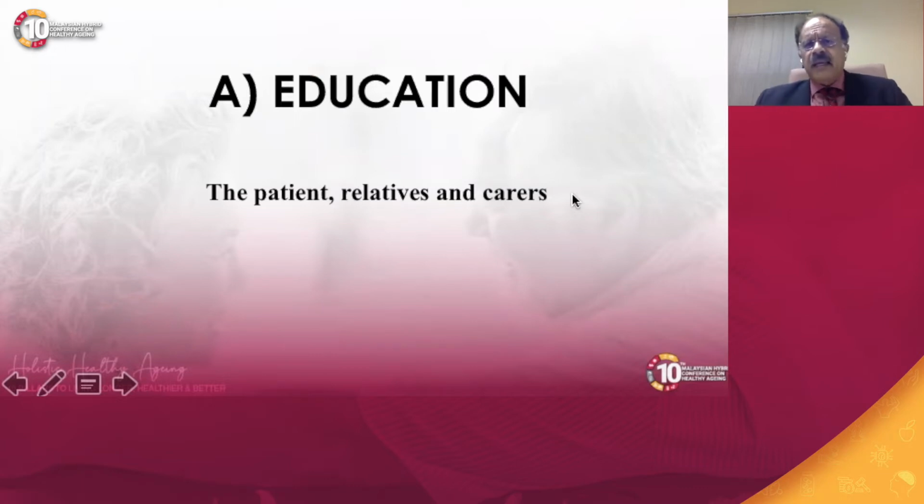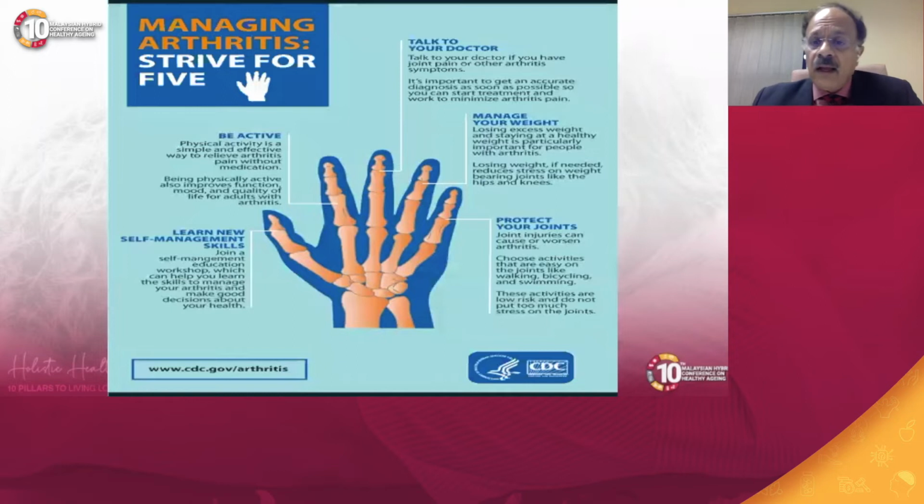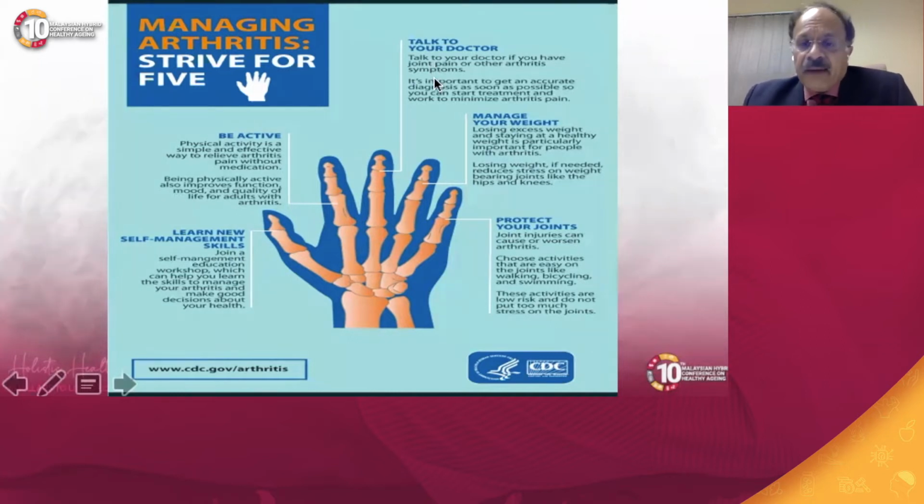Because if you have a better understanding about the problem that you have, then perhaps you can deal with it a lot better. You can seek help in the right place at the right time. First thing is, see a doctor. Get the proper diagnosis. See an orthopedician. Get a proper diagnosis and a treatment plan.